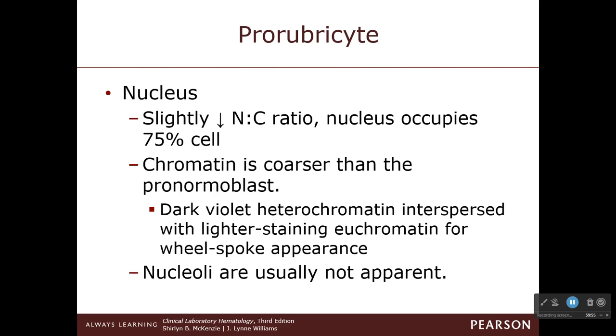The N:C ratio is decreasing now. You're going to see more cytoplasm at this point. The nucleus is going to get a little smaller. Chromatin begins to get a little coarser, so you're going to start seeing some little dark areas inside it. And at this point, usually the nucleoli are not present. If you do see one, there's usually just one, where there'd be 3 to 5 in the pronormoblast. Does that make sense? So the nucleoli are starting to dissolve, and usually not apparent in these.